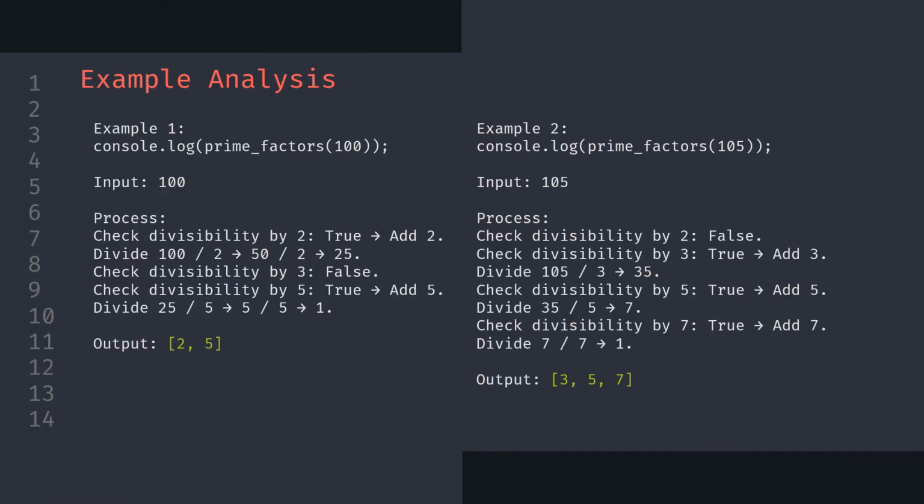Let us analyze two examples. For 100, the prime factors are 2 and 5, as it is divisible by 2 and 5 repeatedly. For 105, the prime factors are 3, 5, and 7, as the number is divisible by these primes in sequence. This step-by-step process ensures all factors are identified correctly.